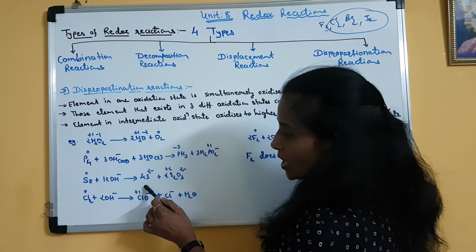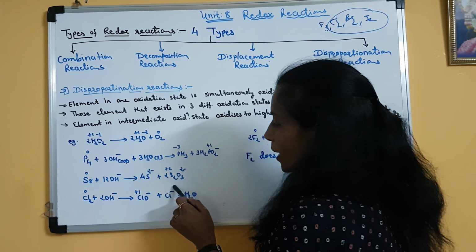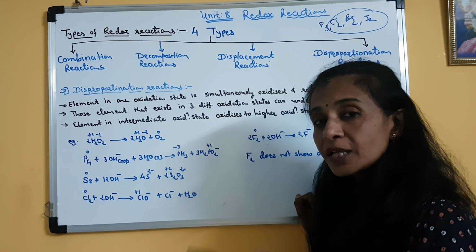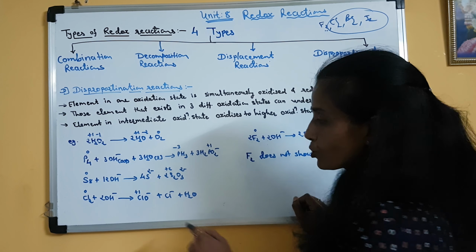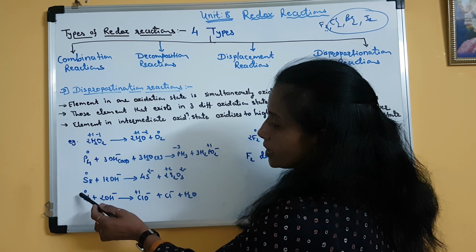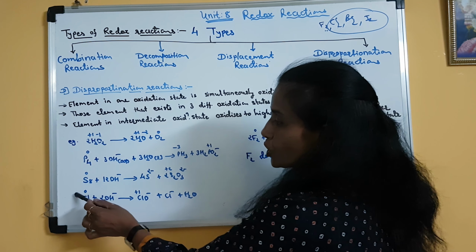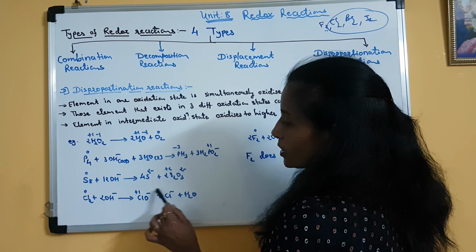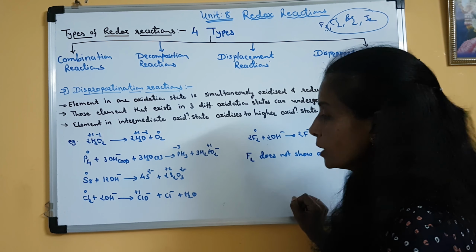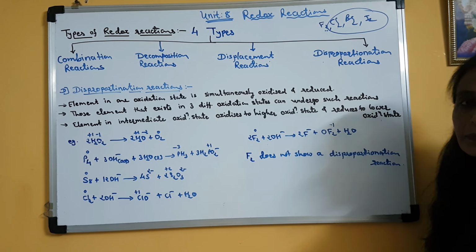So 0 to +1 means chlorine has undergone oxidation. 0 to -1 means the same chlorine has undergone reduction also. So this is also a disproportionation reaction. Chlorine is in three oxidation states: 0, +1 and -1. 0 is intermediate between -1 and +1. Clear? But this reaction is different with fluorine.